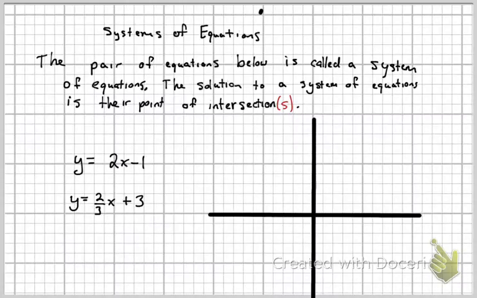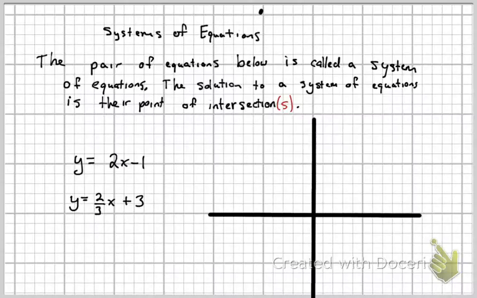And one of the easiest ways to find the solution to a system of equations is to simply graph them and find their point of intersection or points of intersection. So we've got a sample system down below. y is equal to 2x minus 1 and y is equal to 2/3x plus 3. What values of x and y would be a solution in both the top equation and the bottom equation?